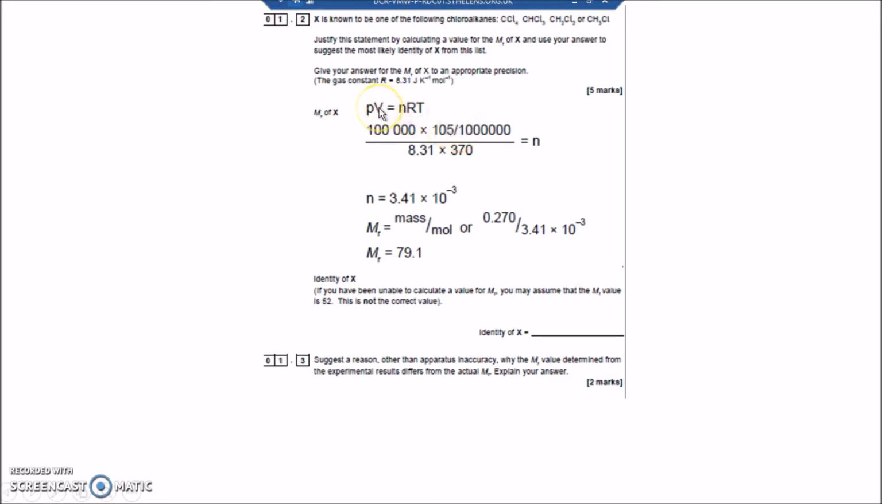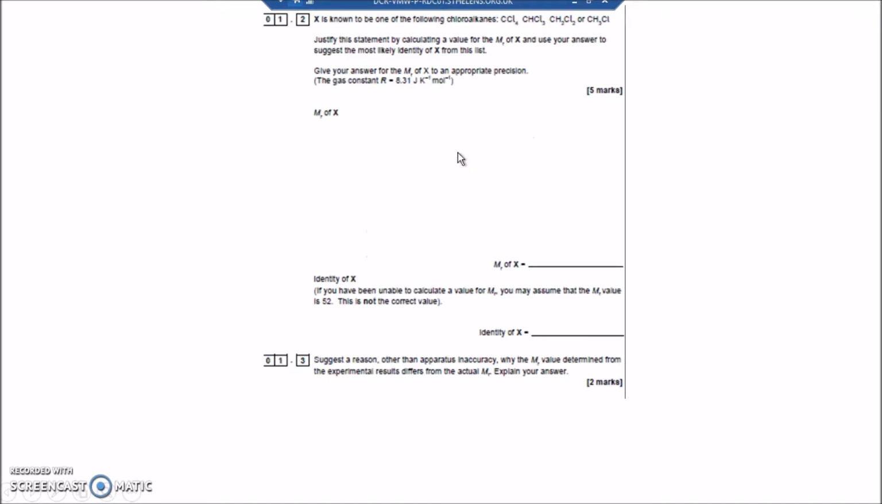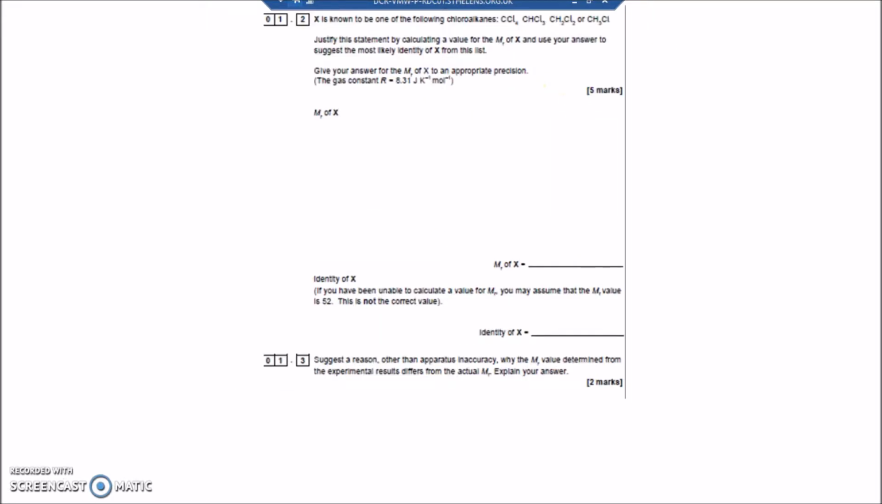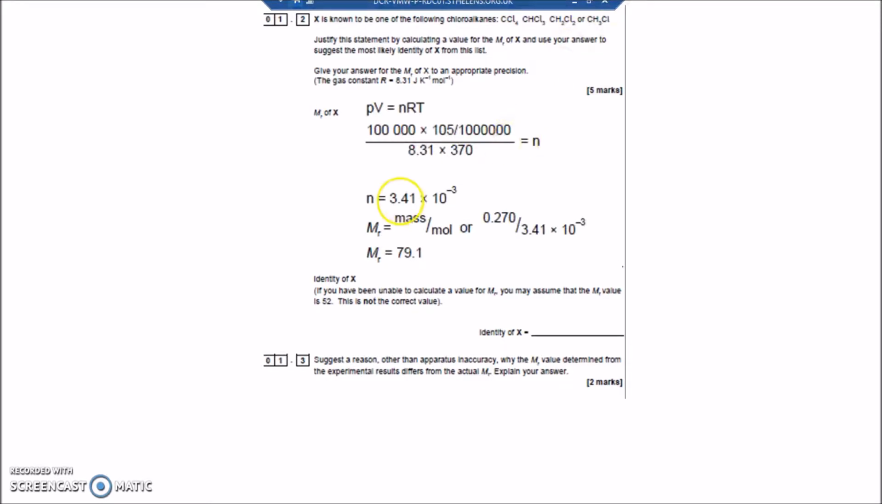So that's pressure times volume, divide by RT to leave n. R is 8.31, and my temperature needs to be in Kelvin. It's given as 97 degrees C, so I need to add on 273, which comes out to 370. I can work out n, 3.41 times 10 to the minus 3. So now I've got the number of moles of gas.